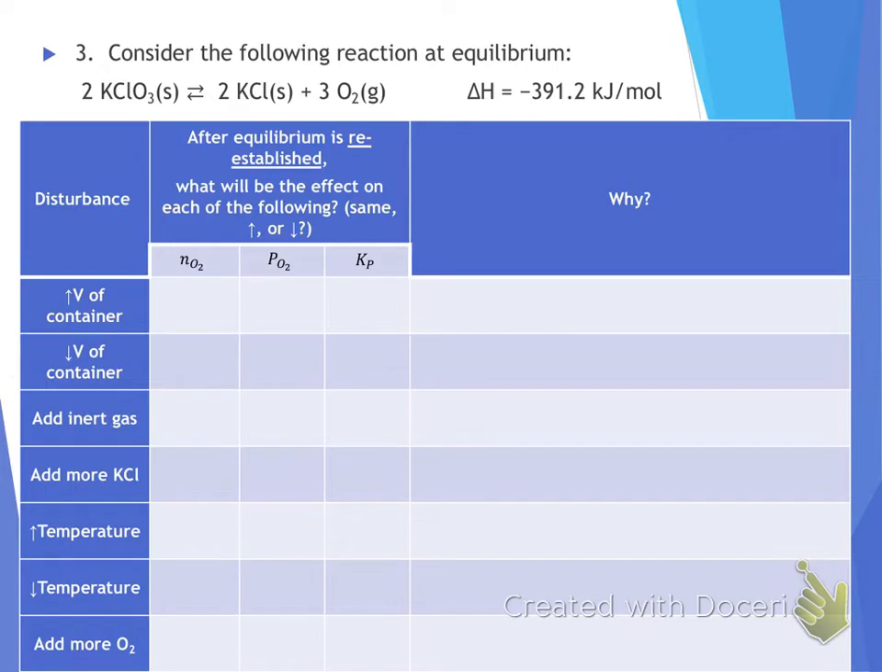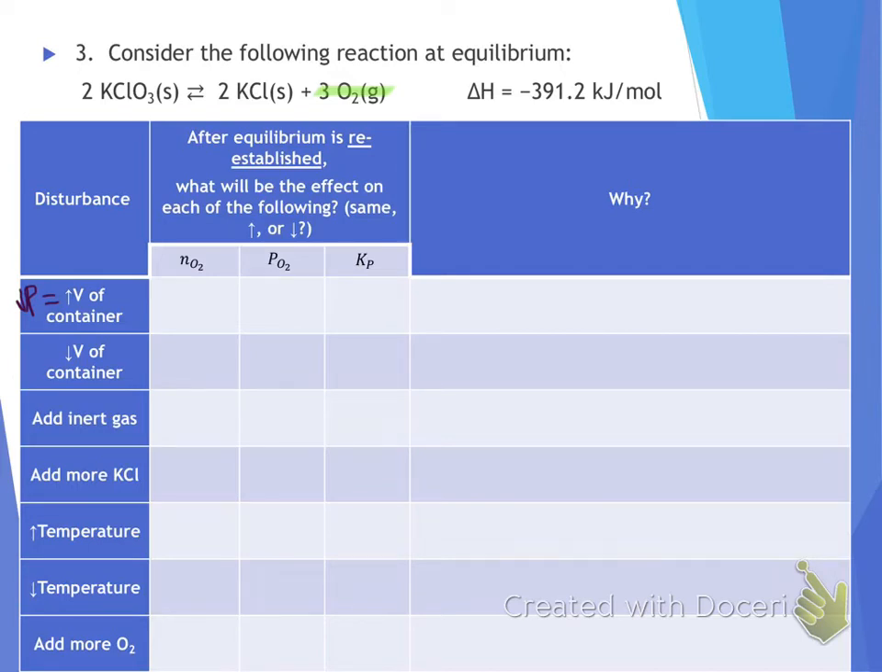The first one is increasing the volume of the container. Well, if we increase the volume of the container, volume and pressure are inversely related, so that's going to be decreasing the pressure. When we're changing pressure or volume, we're just looking at moles of gas. Well, my only gas is this oxygen gas on the right side here. So if we decreased our pressure, our system wants to increase the pressure again. It can increase it by producing more moles of gas.